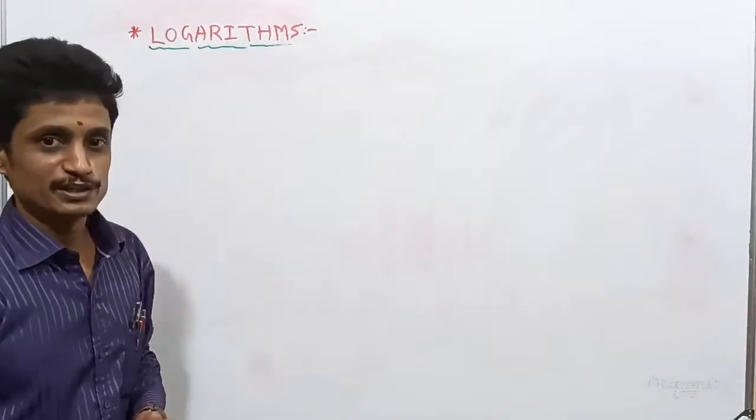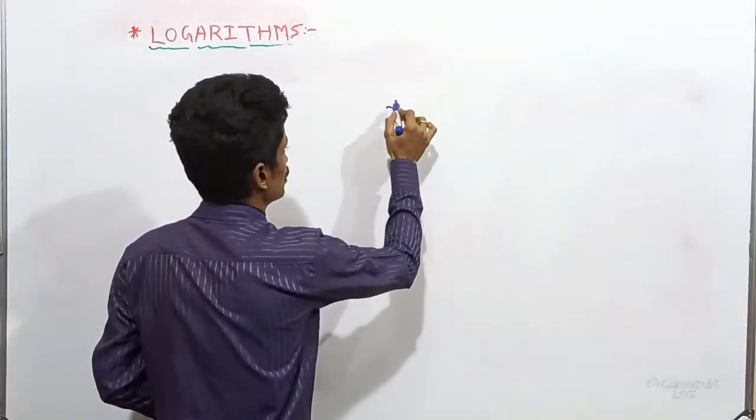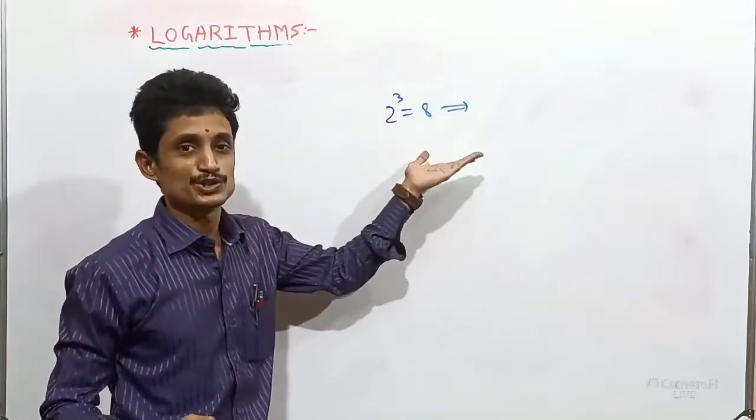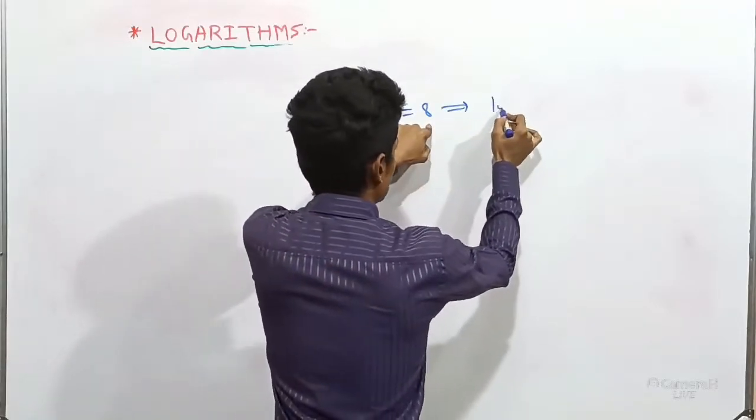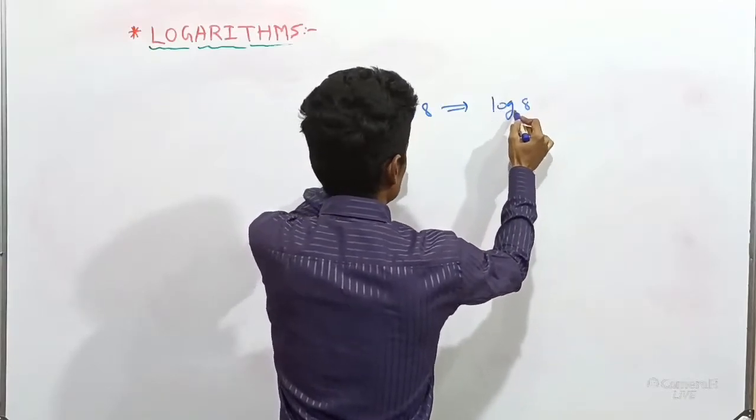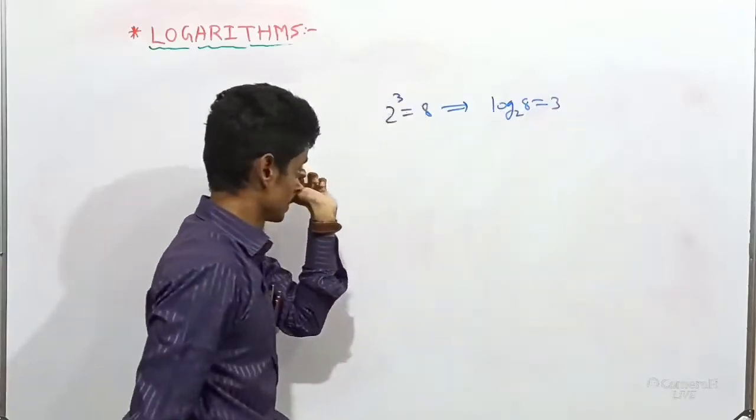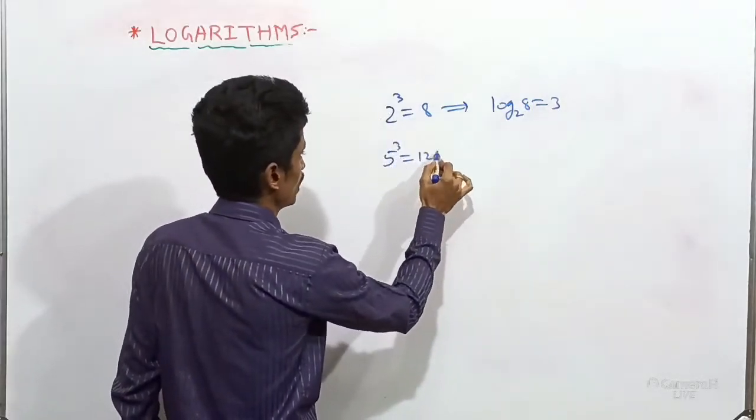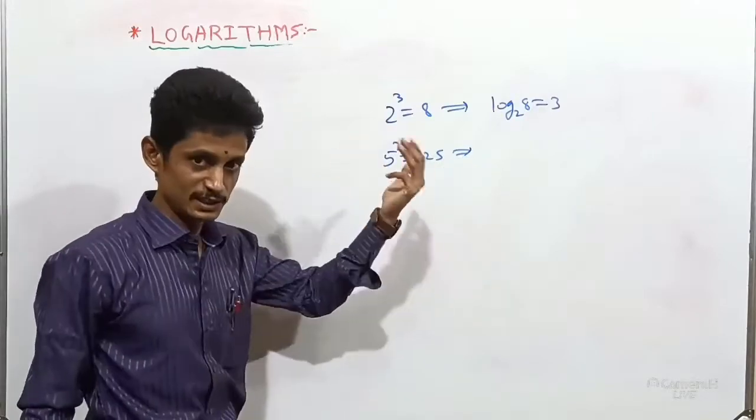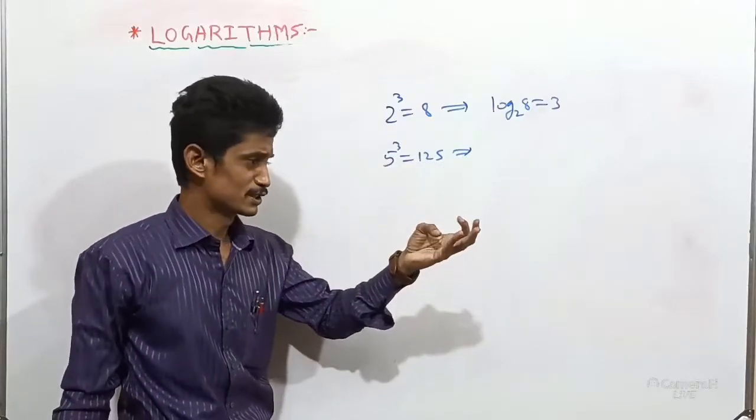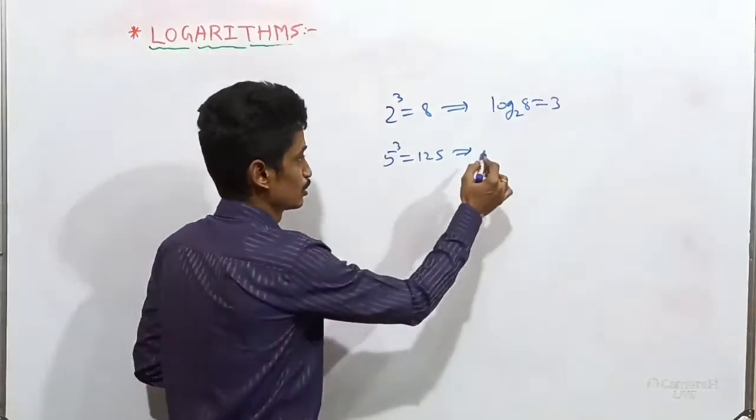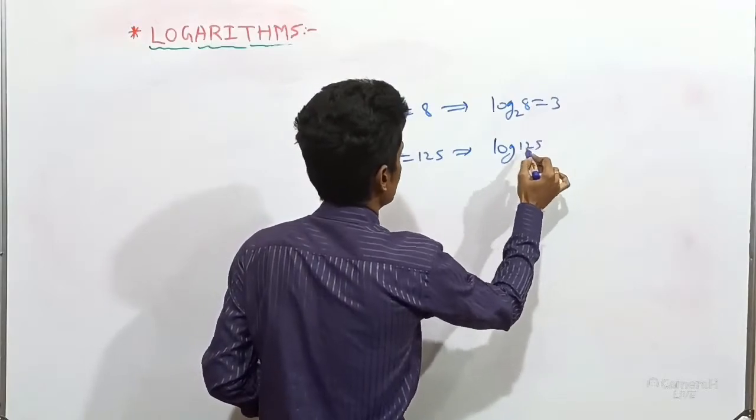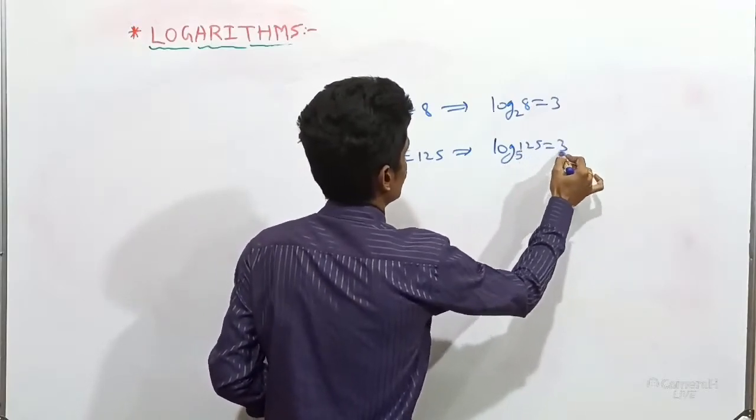Now let us take some 2-3 examples. 2 cube is equal to 8. Just learn how to represent it in log. 8 is the number, so log of 8 to the base 2 is equal to 3. Now the reverse, 5 cube is equal to 125. We multiplied 5 three times: 5 times 5 is 25, 25 times 5 is 125. How to represent it in logarithm? That is log of 125 to the base 5 is equal to 3.